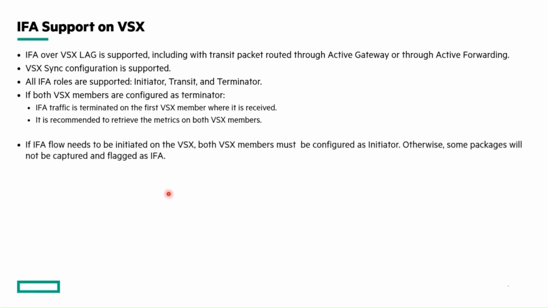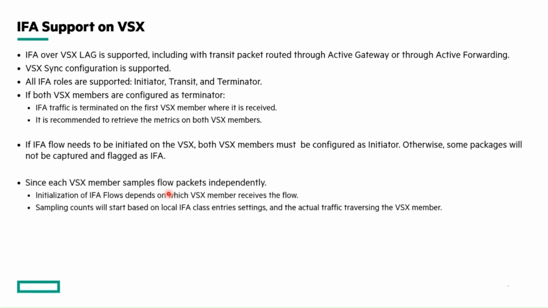So if an IFA flow needs to be initiated on the VSX, both VSX members must be configured as initiator. Otherwise, some packets might not be captured and flagged as IFA. Since each VSX member samples flow packets independently, initialization of IFA flows depends on which VSX member receives the flow. Sampling counts will start based on the local IFA class entry settings, whatever you have configured in your class details, and the actual traffic that is traversing the VSX members.